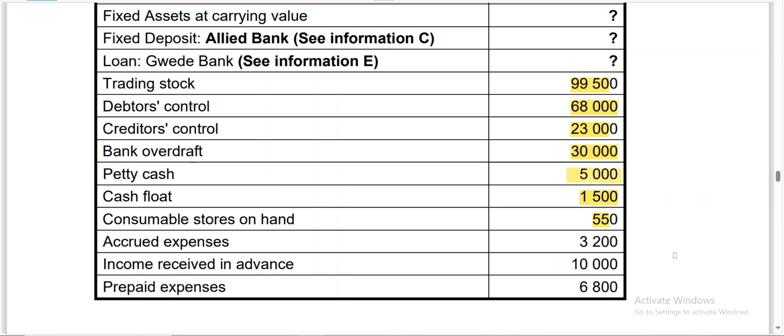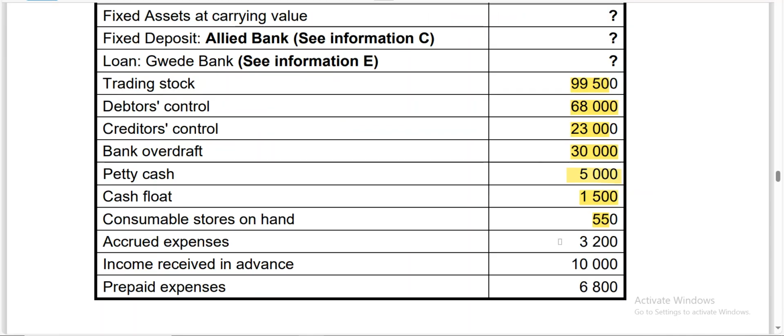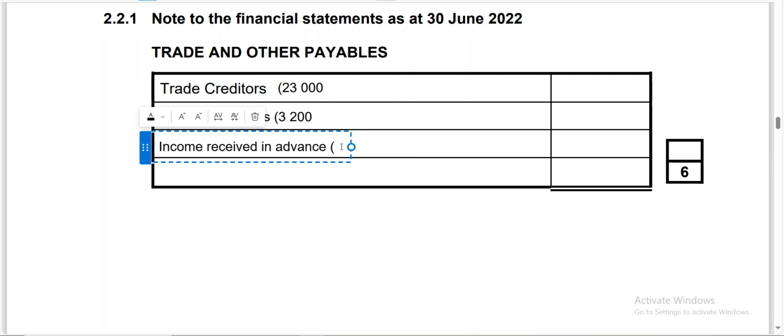Prepaid expenses will go to our trade and other receivables. So our accrued expenses, according to here, is 3,200. So that 3,200, I'm going to put it here. Okay, and then let's see next what we have. Next from this, we would have income received in advance. It means that this is the money you got before you could render a service, so therefore you owe those people. So that income received in advance, the 10,000, will come under here because it is a liability.